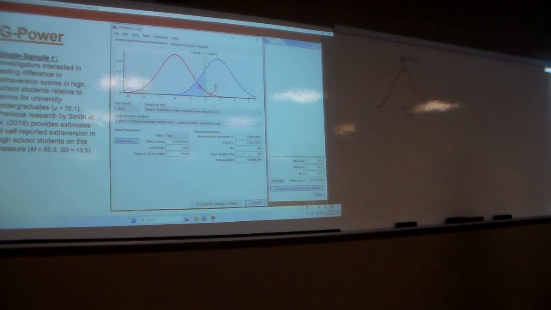Okay, so this is really easy with this interface. We're just going to go to your test family and find t-tests. For your statistical test, you'll find the mean is going to be the difference from a constant. This is just a one sample case. Pull that from the pull down menu. For type of power analysis, we're going to look at a priori. We compute required sample size given my alpha, my power, and my effect size. Then I make sure that I'm looking at a two-tailed test.